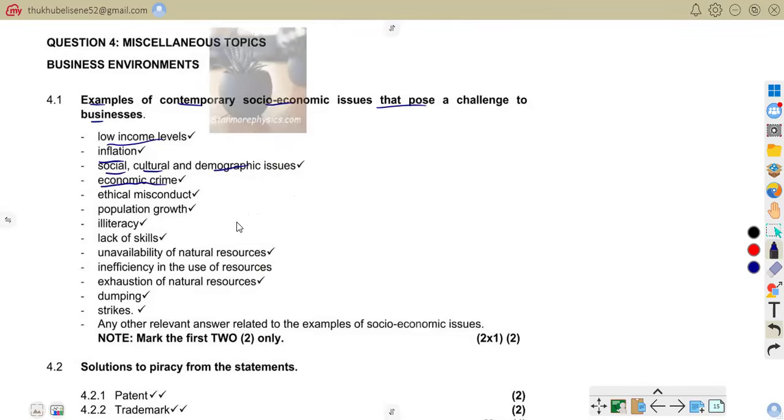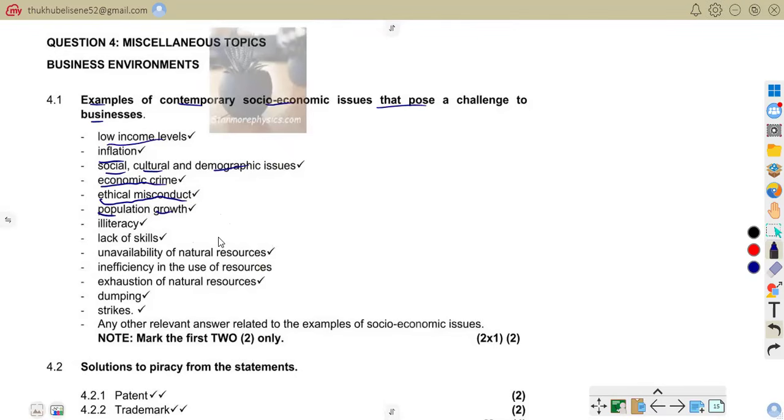Economic crime. We are talking about crime that refers to illegal activities such as fraud, corruption, bribery, and theft in a business. For example, an employee may steal money from the company's cash register. That is economic crime. Ethical misconduct occurs when businesses behave dishonestly and unfairly.